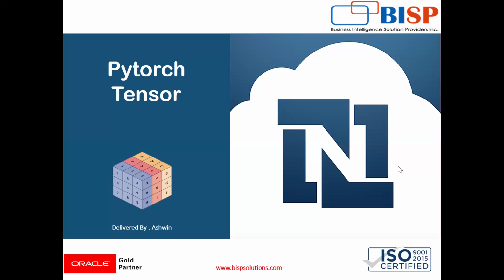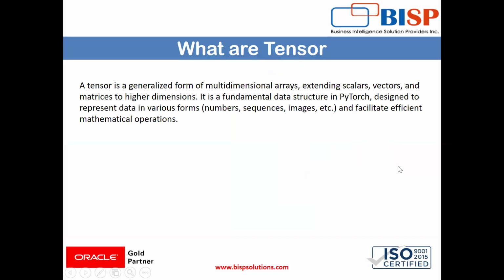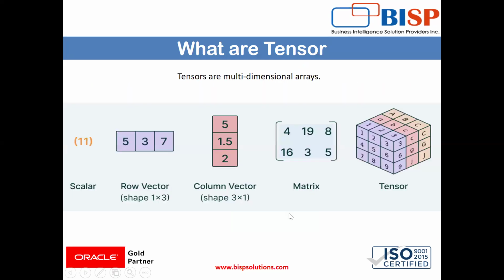Okay, so let's start. So tensor is a generalized form of multidimensional array, right? Extending scalar, vector, and matrices. Now see here, this is 1D array. This is also 1D column vector. This is two-dimensional array, and this is called the three-dimensional array. This is called tensor in PyTorch, right?